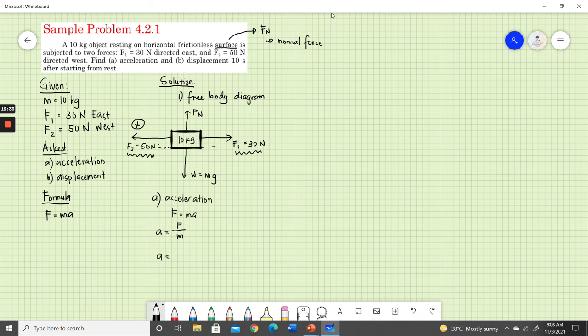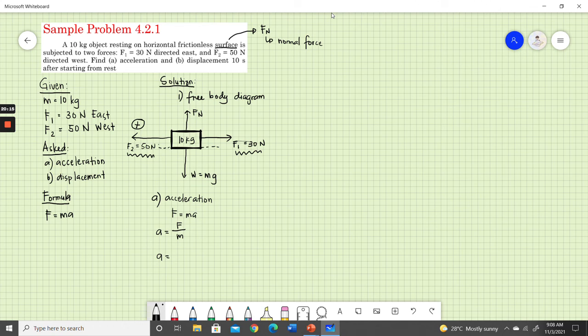So the acceleration is equal to the net force. For the net force, we're only going to consider force 1 and force 2. We can remove our normal force and our weight because the object is not moving in the y direction. It is not going up, it is not going down. If it were going up and down, then we would have to add these in our force. But since it's not going up or down, it's only going in the horizontal direction, more specifically towards west.